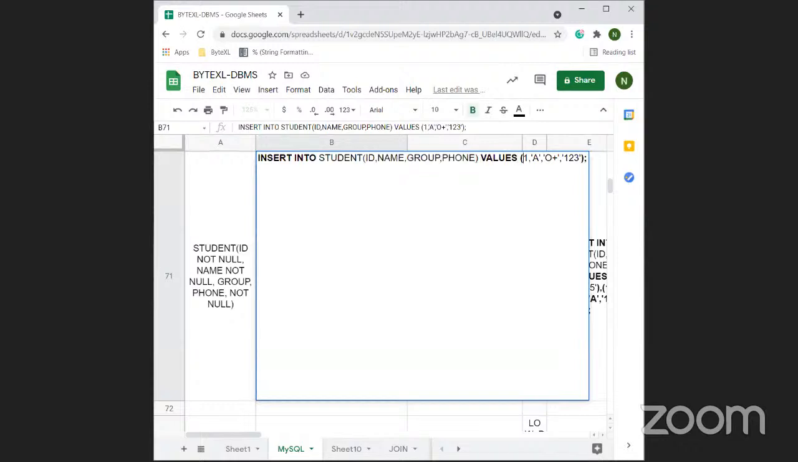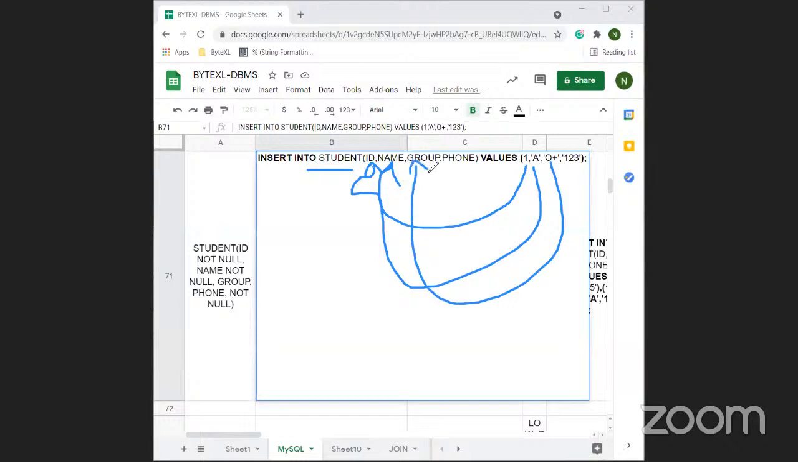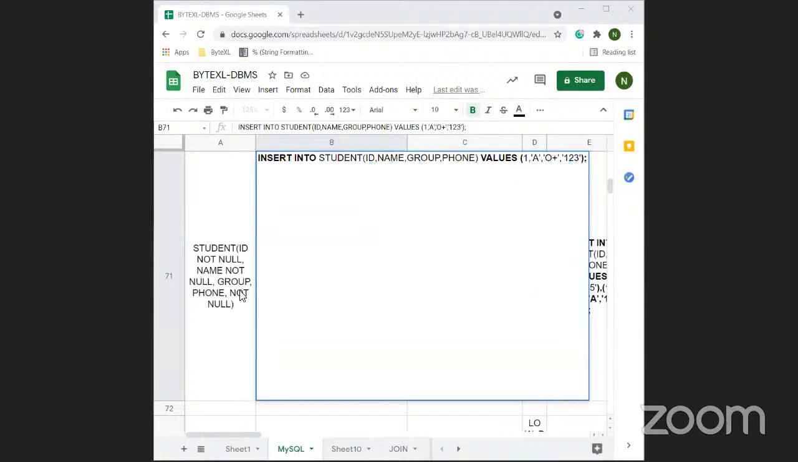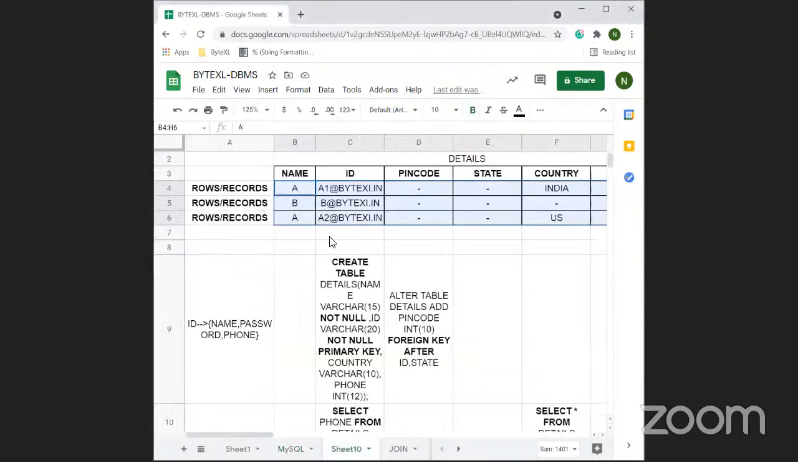First value will be stored in the first column. Second value will be stored in the second column. That is, 1 will be stored in ID of a student table. Imagine there is a table called student. Then A will be stored in the name column. O positive will be stored in the group column. Some 1, 2, 3 number will be stored in the phone column. That means in this table, if you want to insert the details, we will use insert into name, ID, pin code, state, country.